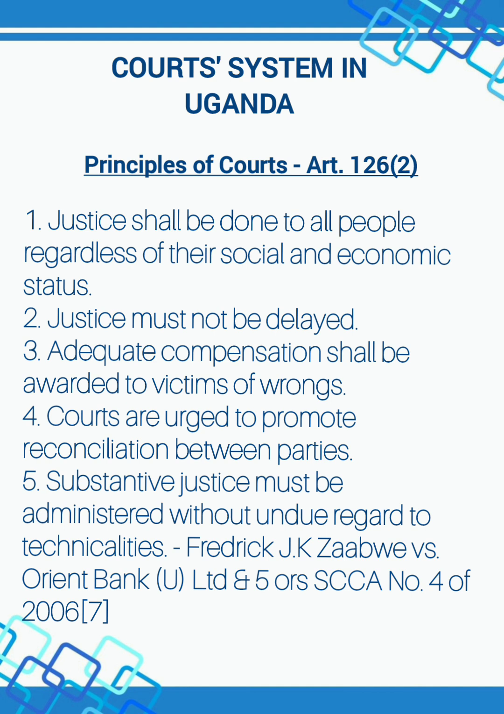So let's look at the principles courts apply when adjudicating both civil and criminal cases. Article 126, Clause 2 of the Constitution stipulates the principles which must be followed by courts in Uganda while adjudicating cases. And these we're going to look at principle by principle. One, justice shall be done to all people regardless of their social and economic status. This means that while adjudicating cases, courts must not favor the rich who are in wrong over the poor whose rights have been infringed on or violated.